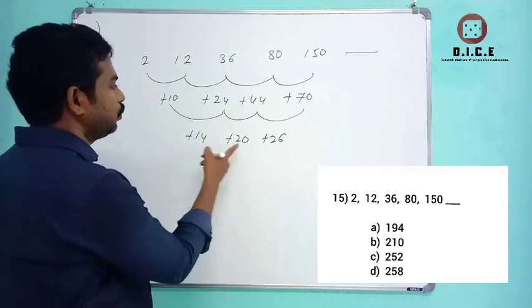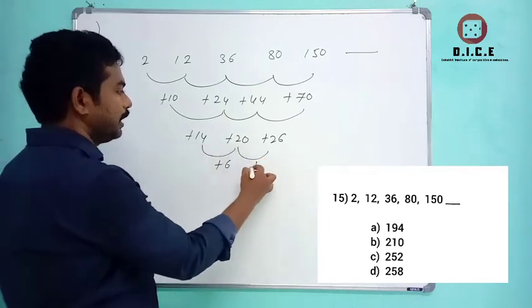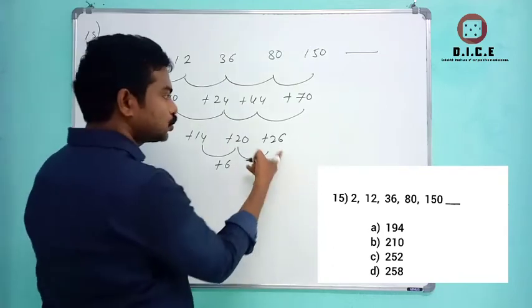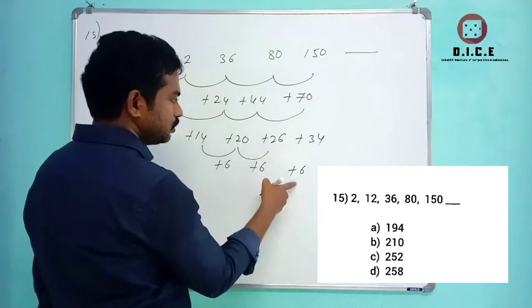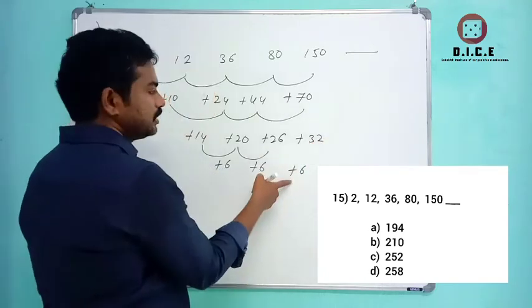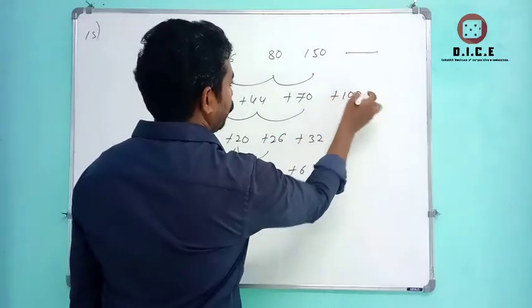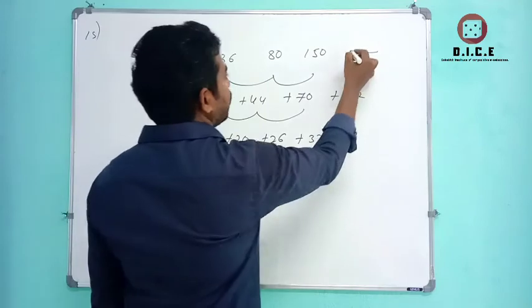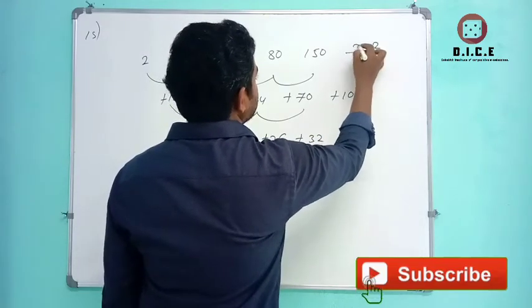That is clearly 14, 20. Again, if you see here 14 and 20, that is plus 6. Now again, it is plus 6. Now if we add 6 to 26, that gives 32, sorry, 26 plus 6 is 32. Again, if we add 32 to 70, that should be 102. Now we add 102 to 150, that is 252. Sorry, 252 is your answer.